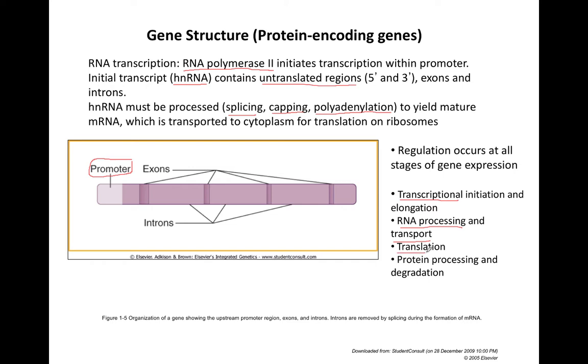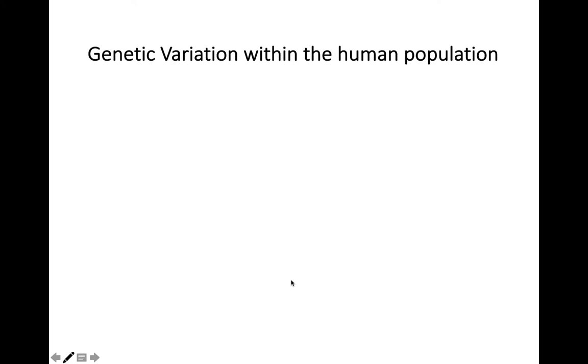As I talked about last year in the area of translation, this is a highly regulated process. In fact, perhaps the most important step in gene expression that is regulated. And of course, proteins themselves can be regulated by processing, secondary modifications, and also by degradation. And so it will be important to remember what the consequences of mutations, say in a promoter versus in a splice site, might have on the synthesis of mature or non-functional messenger RNAs.